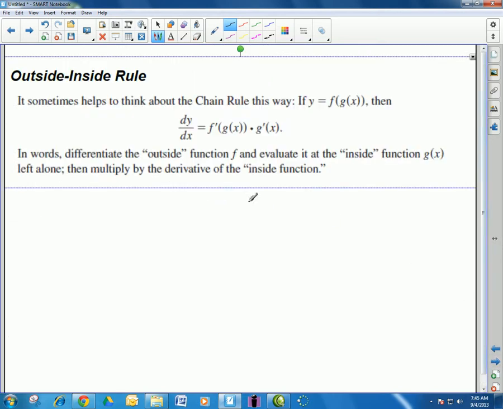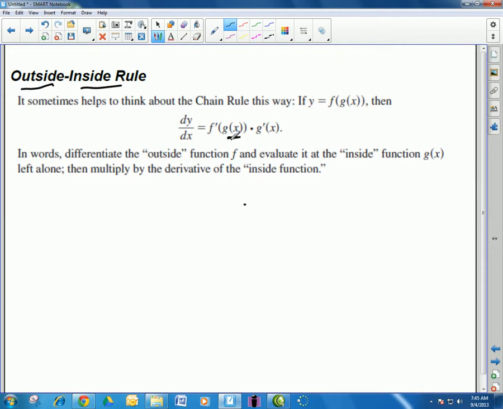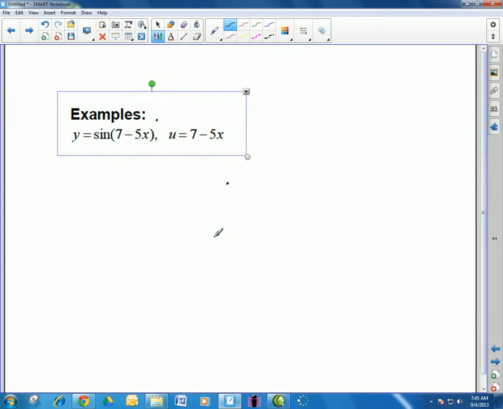Before I go to the example, sometimes this is also called the outside-inside rule, where you find the derivative of the outside times the derivative of the inside. So you notice you leave the inside alone. Let's do an example. Start with a simpler example.